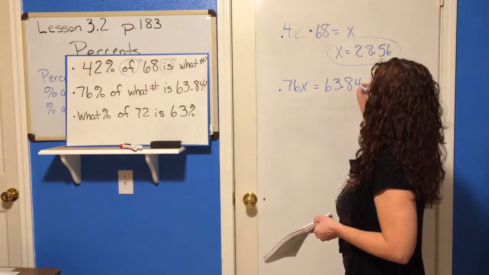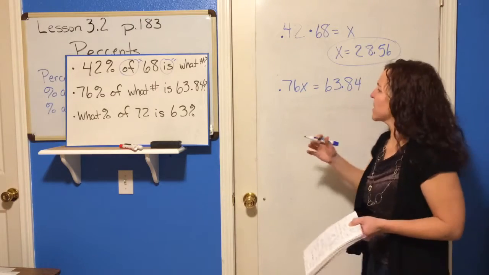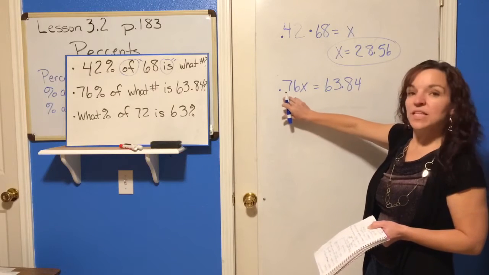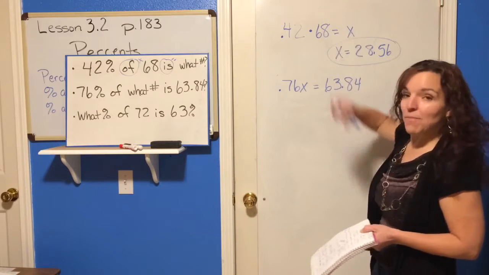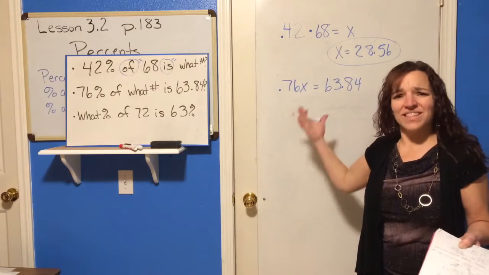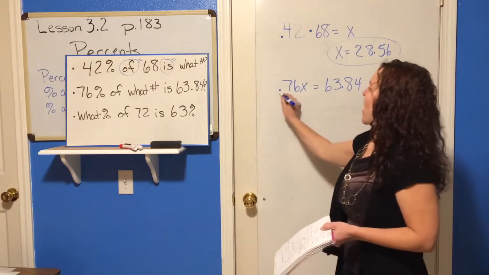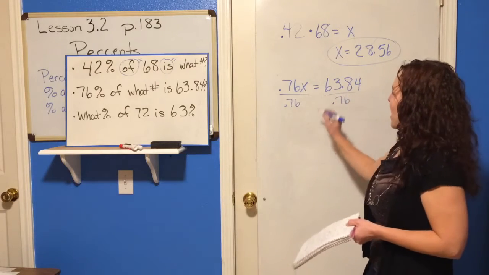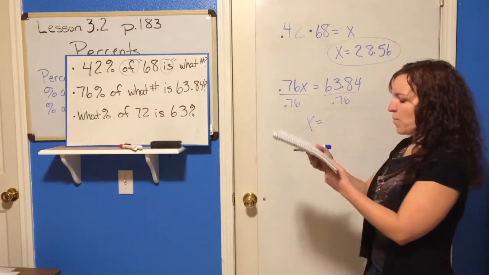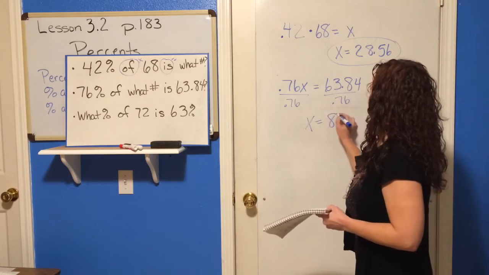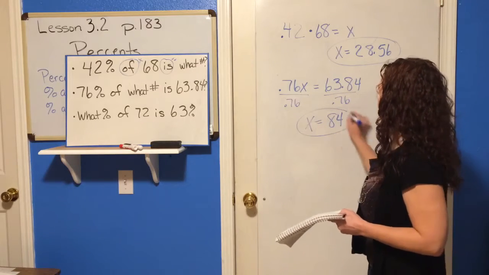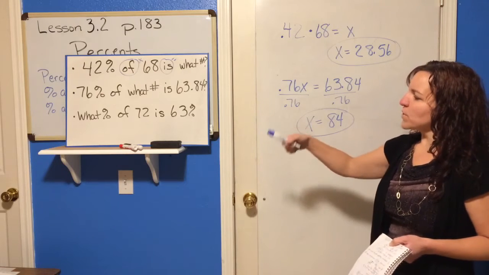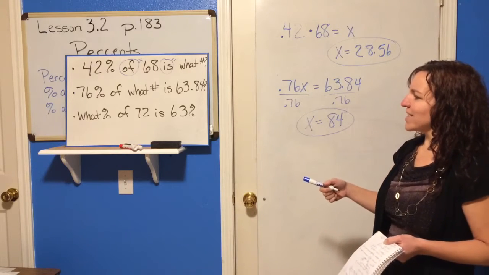Sometimes I'm a little bit dyslexic. All right, now we've got the x times a number instead of having it be out by itself, but you can solve for this. This is exactly what we've been doing. Divide both sides by 0.76. Plug that into your calculator, so you're going to end up with x equals 84, and you're done.